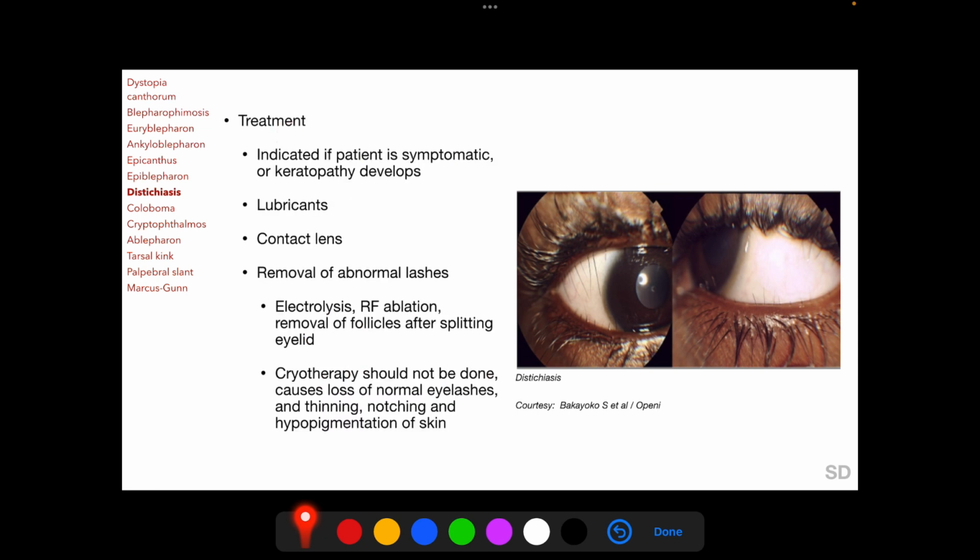Treatment of distichiasis is indicated only if the patient is symptomatic or keratopathy develops, and treatment can be initiated with lubricants and contact lenses, but ultimately removal of the abnormal lashes may be required, and usually it is done by electrolysis, radiofrequency ablation, or removal of the abnormal hair follicles after splitting of the eyelid margin at the gray line. Cryotherapy should not be done at the eyelid margin because it causes loss of the normal eyelashes as well as thinning, notching and hypopigmentation of the skin of the eyelid margin.